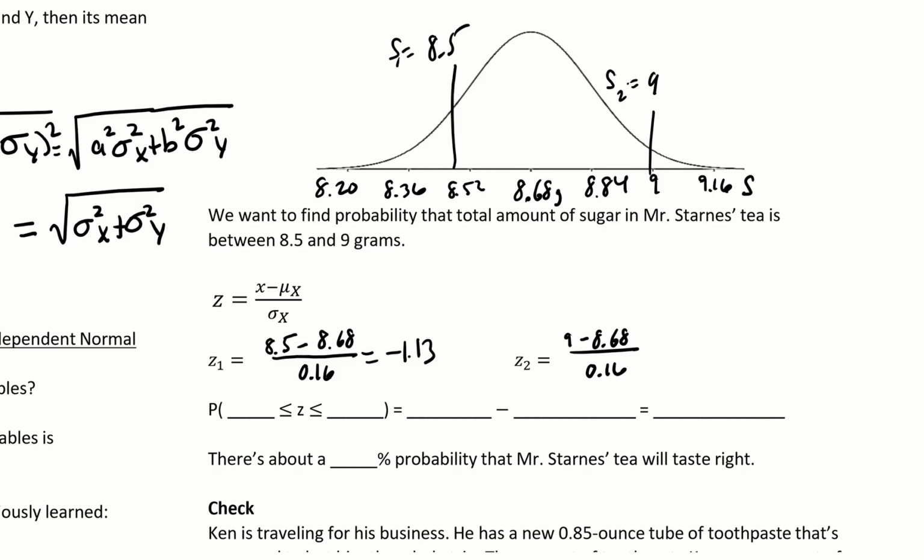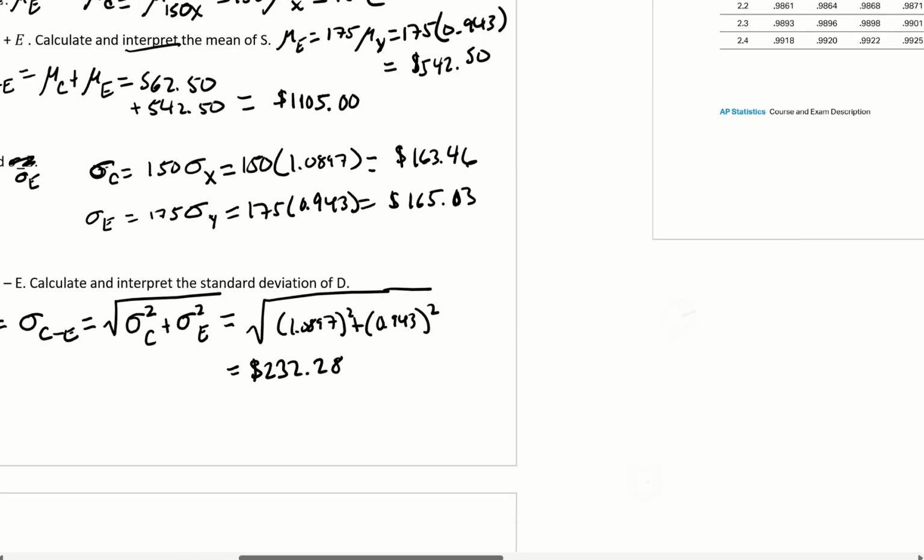And then the next one, well, it should be 2, right? It should be 2 for the, yeah. So 2 or 2.00. Okay, so now we want the probability that it's between those two z-scores. And so in order to do that, we need to subtract the two individual values from the table, okay? So we'll go ahead and do that.